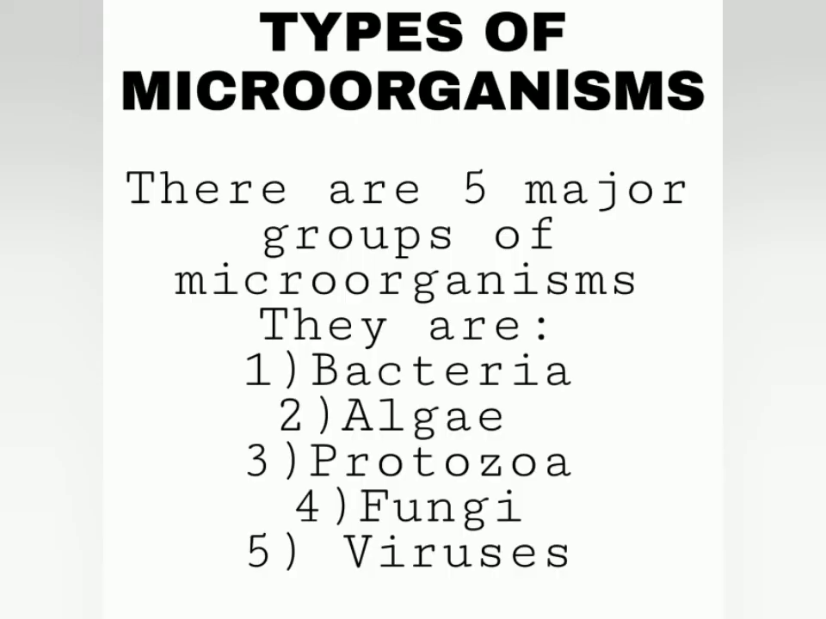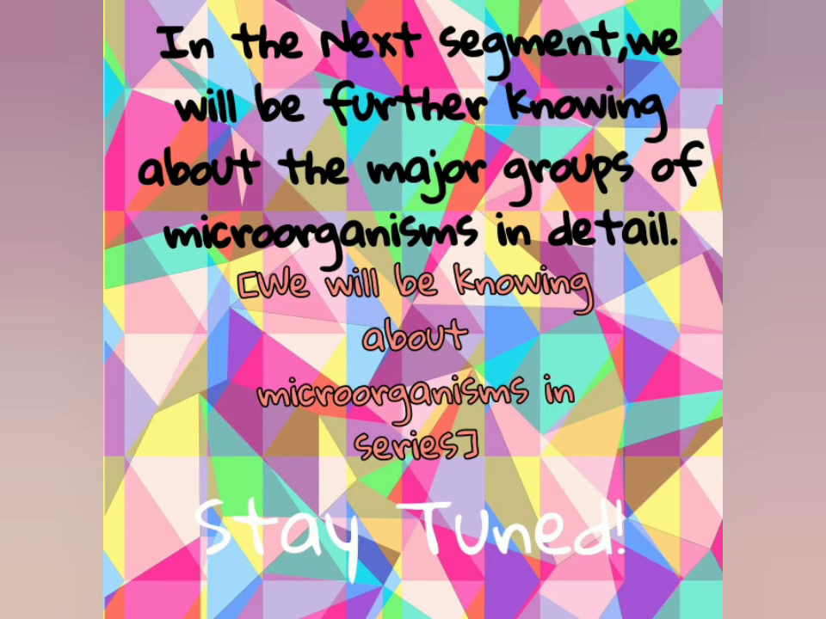Types of microorganisms. There are 5 major groups of microbes. They are bacteria, algae, protozoa, fungi, and viruses. In the next segment, we will further be knowing about the major groups of microorganisms in detail.